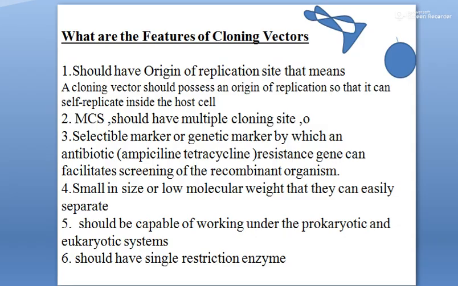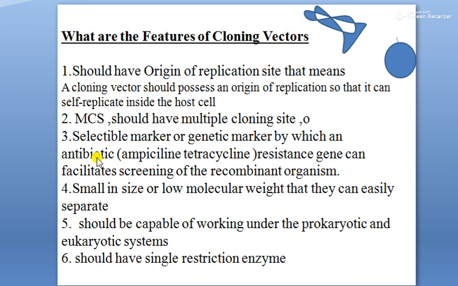Or you can say we can screen for the particular DNA sequence with the help of this selectable marker site. So, what are the main features of cloning vectors, or ideal cloning vectors? First, it should have an origin of replication site. That means a cloning vector should possess an origin of replication so that it can self-replicate inside the host cells. That means the cloning vector should have the property to self-replicate, right? And also possess an origin of replication, right?